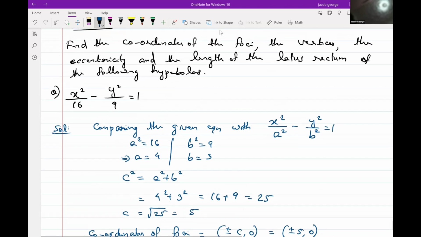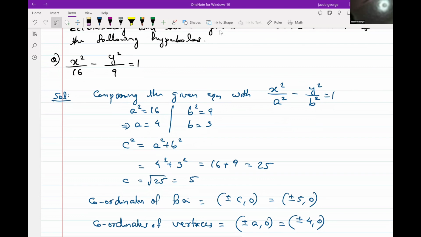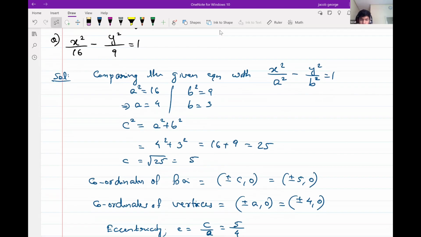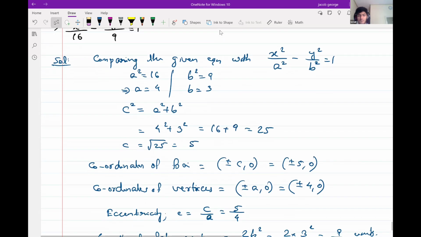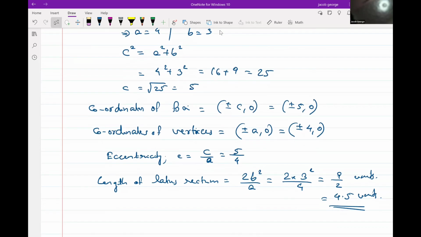Any doubt, children? From the beginning, all the steps are okay. Ismail? Yes, sir. Thomas? All the steps are clear? Yes, sir. Shivali? Yes, sir.